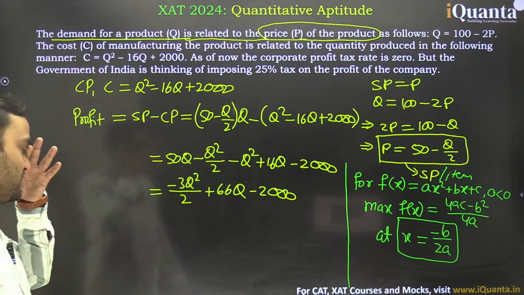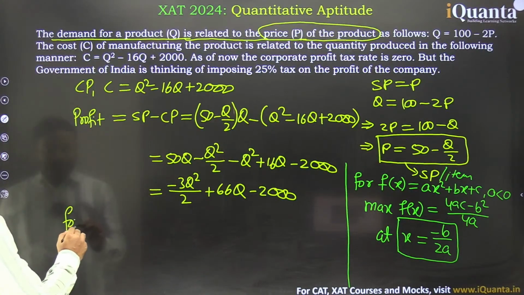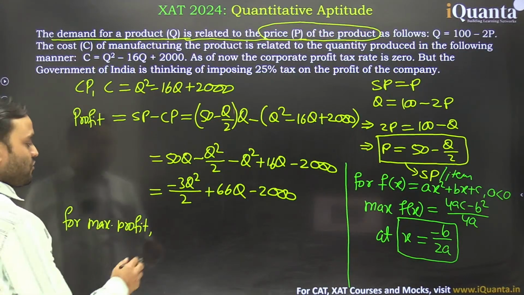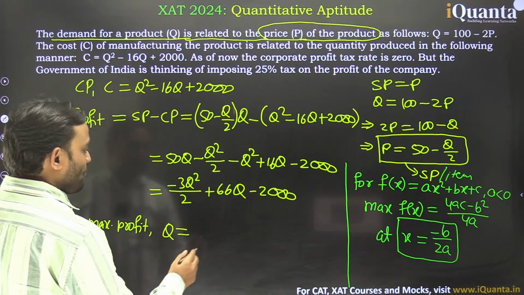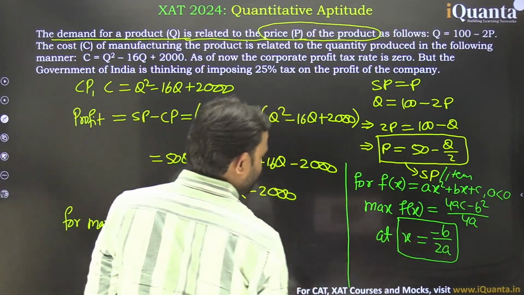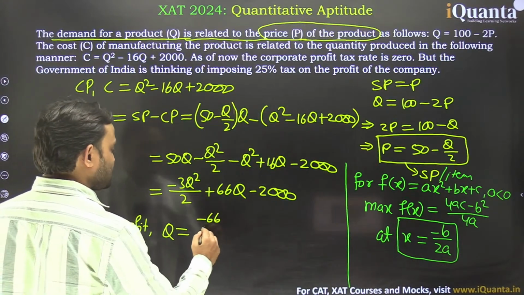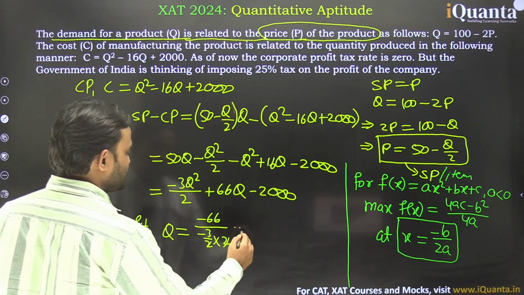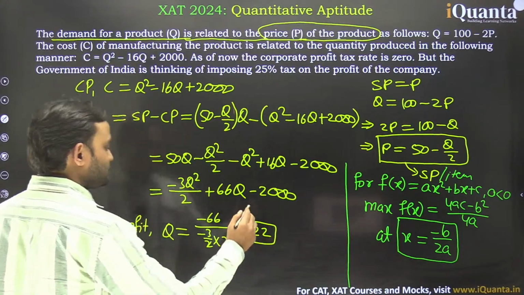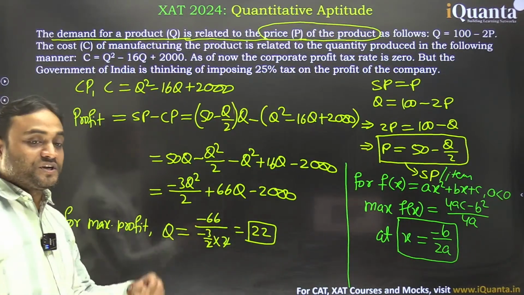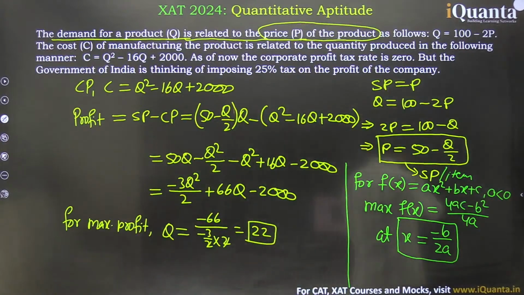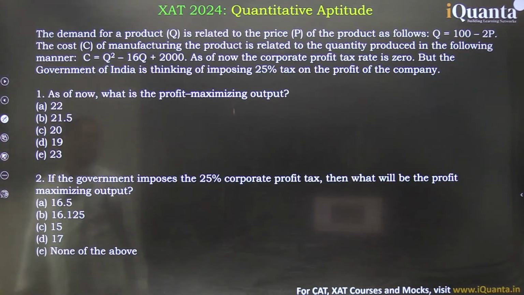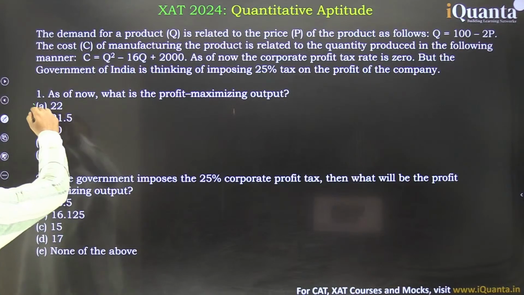Now it's correct. So we can say for maximum profit, Q should be equal to minus B by 2A. So minus 66 upon 2A, so minus 3 by 2 into 2, which is equal to 22. That's your answer. For maximum profit, Q should be equal to 22. Okay, this is what has been asked in the question. Let's go back to previous question. It says, as of now, what is the profit maximizing output? So it will be 22.